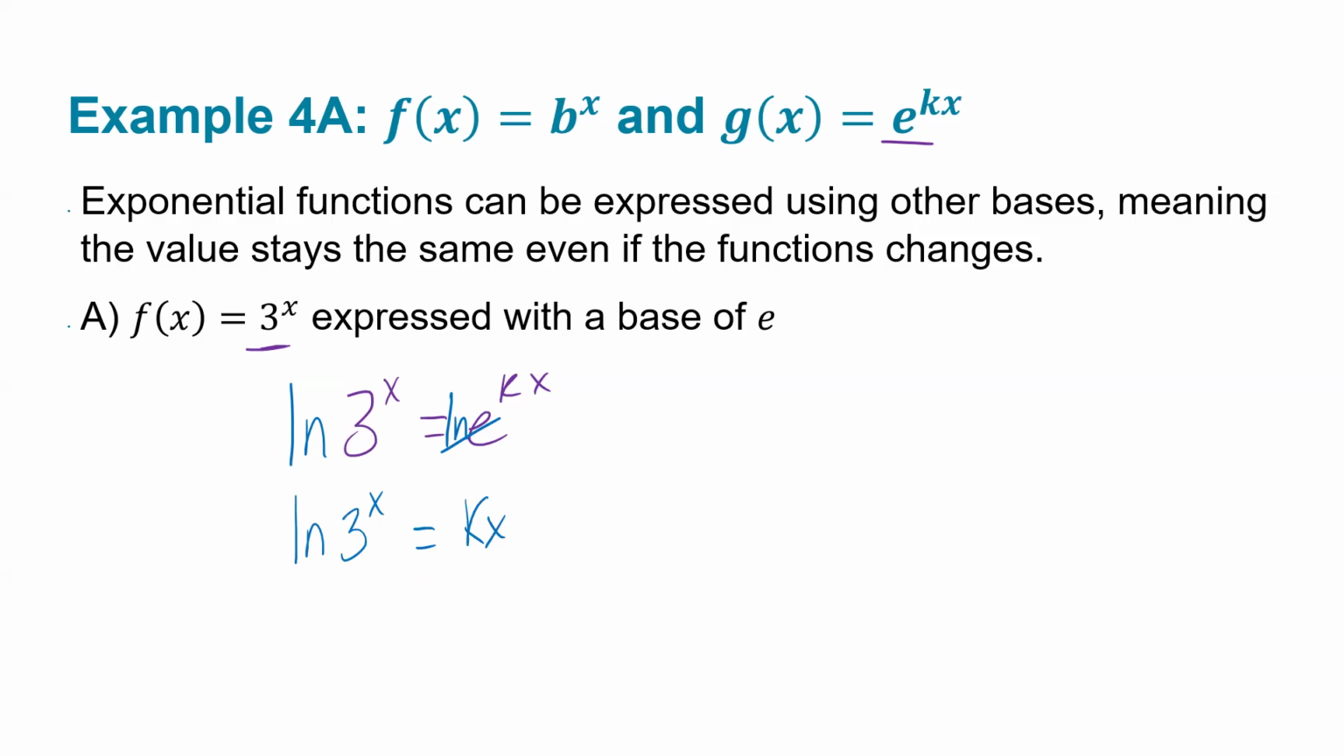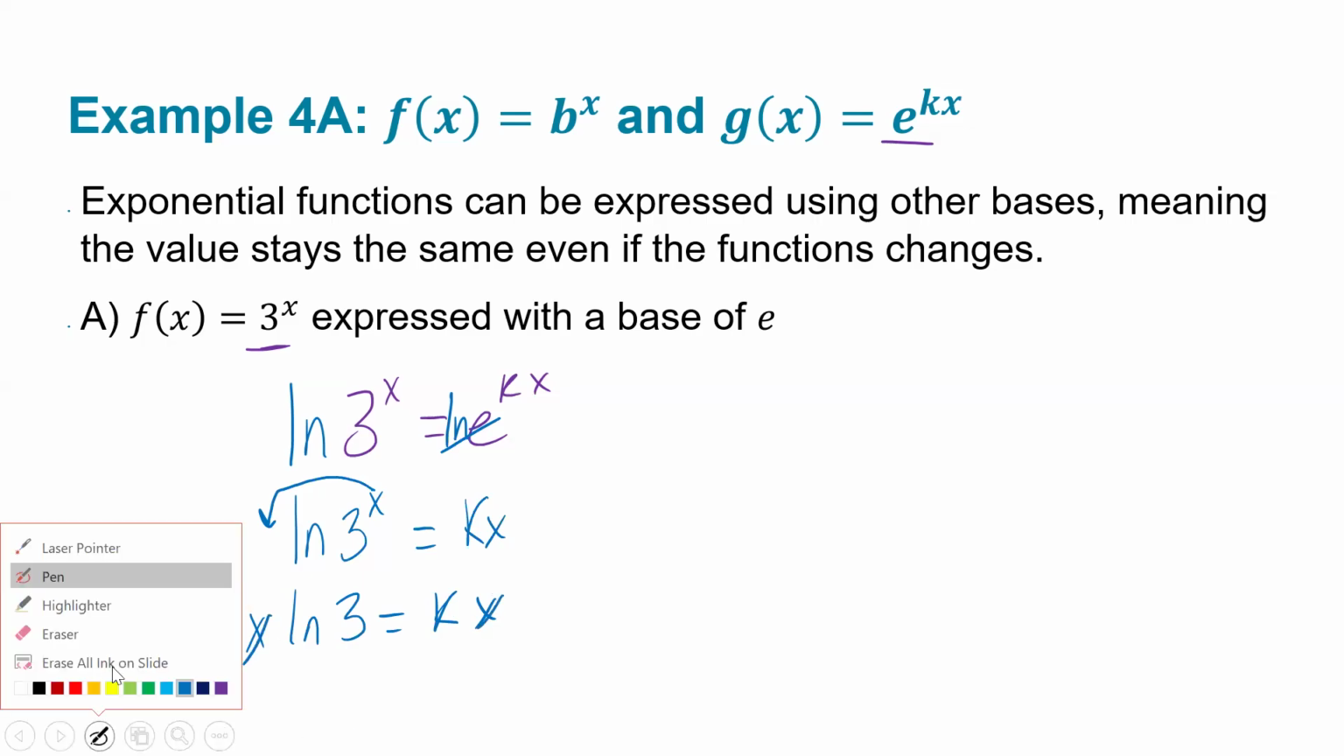Now in unit 2b, we talked about our power-to-coefficient rule, right? That means this x can now become a coefficient. Do y'all remember us doing that, the power to coefficient in unit 2b? So we have x times natural log of 3 equals k times x. If I have a variable on the left and the right, what happens to it? It cancels out.